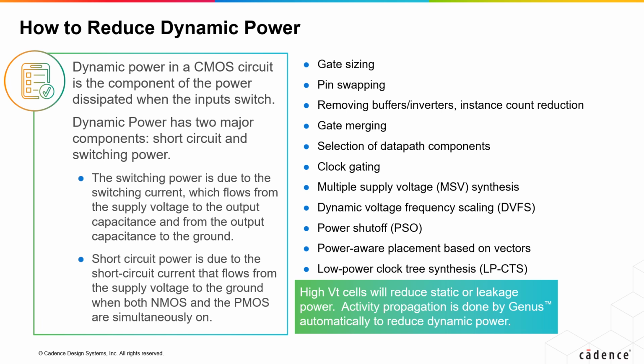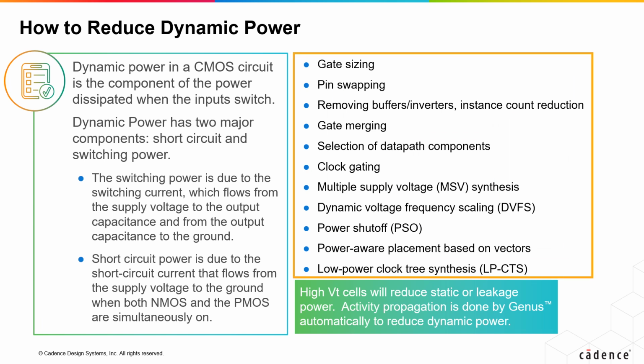Here are the various techniques that you can use to reduce dynamic power in your design. You can use gate sizing, using smaller gates that consume less power, pin swapping, removing buffers, inverters, merging the gates, selecting datapath components, and clock gating. You can also go with advanced strategies like multi-supply voltages, MSV, by running part of the design at a lower voltage, and dynamic voltage frequency scaling, DVFS.